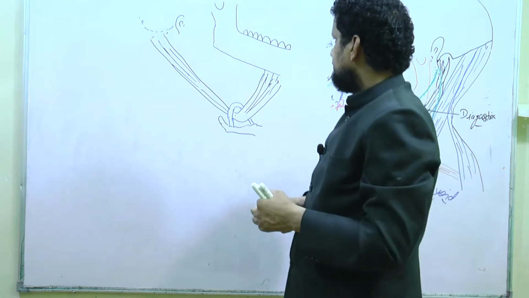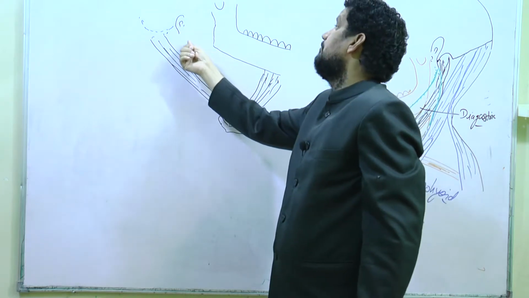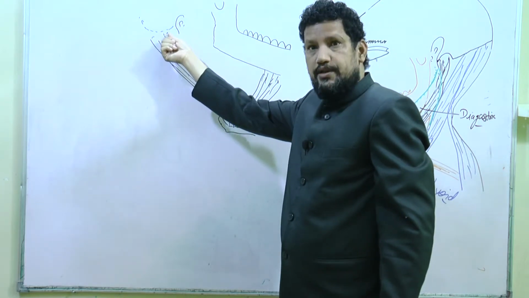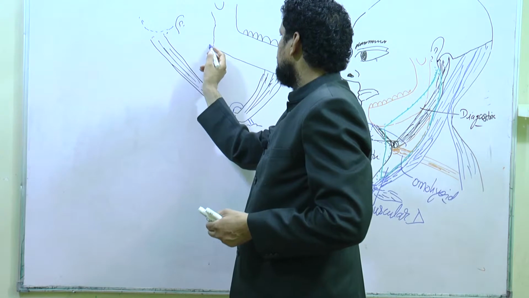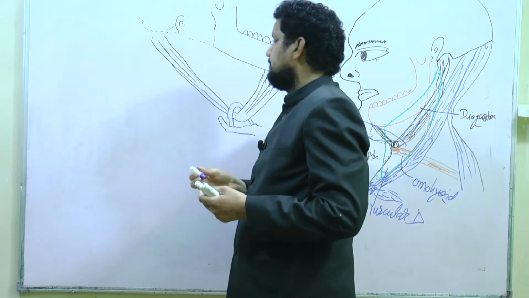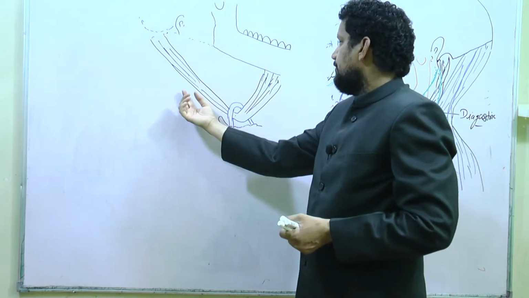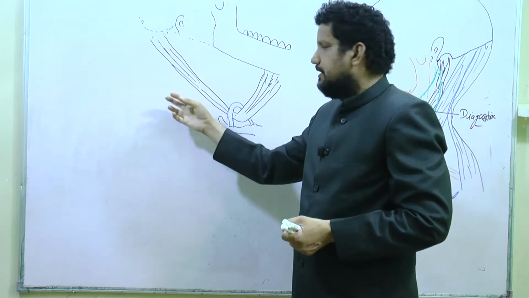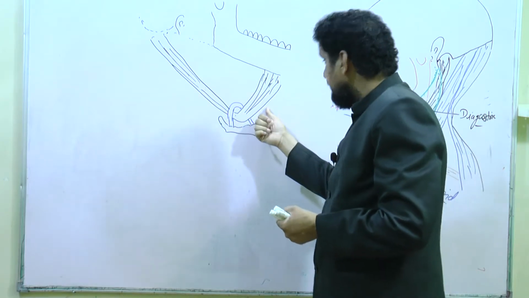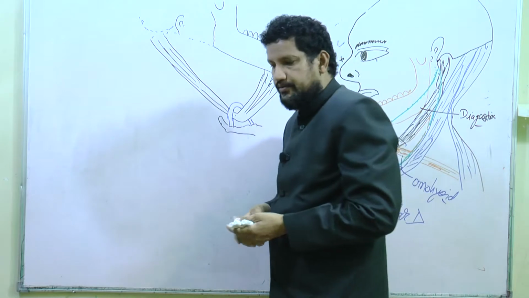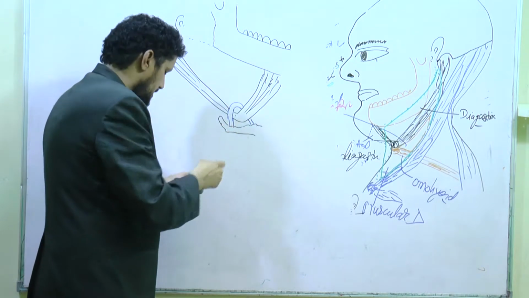So the base of the triangle is formed by the base of the mandible, the projection of the angle of the mandible on the mastoid process. So an imaginary line extending from the mandible up to the mastoid process. Posterior-inferiorly it is bounded by the posterior belly of the digastric, and antero-inferiorly it is bounded by the anterior belly of the digastric. The apex of the triangle can be seen on the hyoid bone.